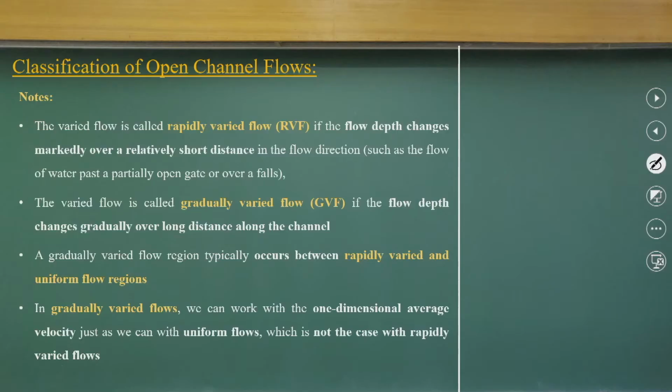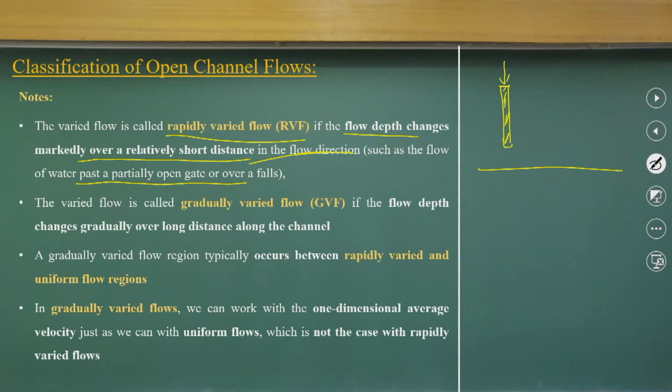Again the definition says that rapidly varied flow is where the flow depth changes markedly over a relatively short distance in the flow direction. That is flow past an open gate. If you have a gate and you are lowering it, and this is the free surface, there will be rapidly varied flow and there will be a hydraulic jump. We will come into more details. So, there will be the flow change.